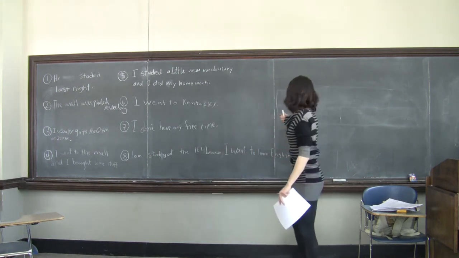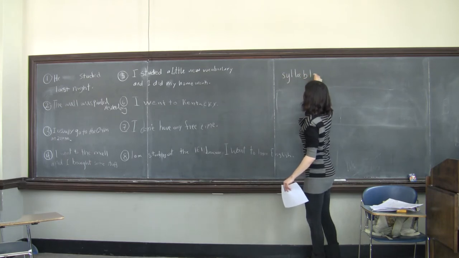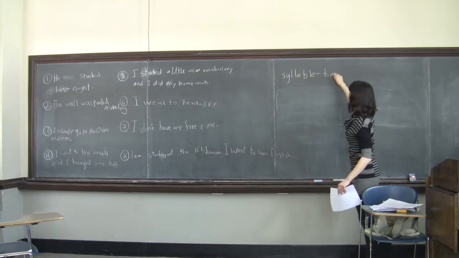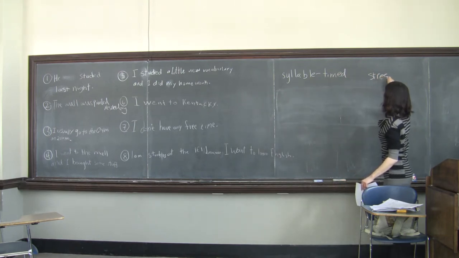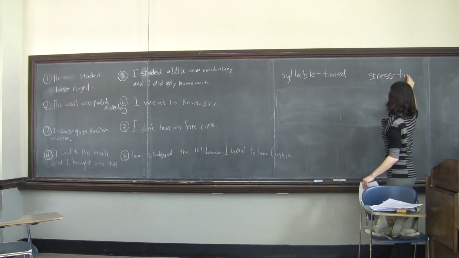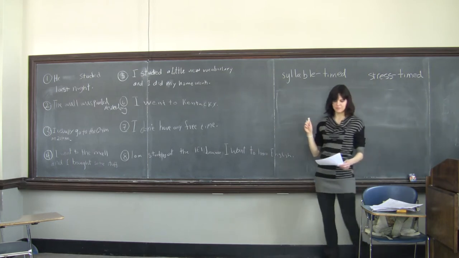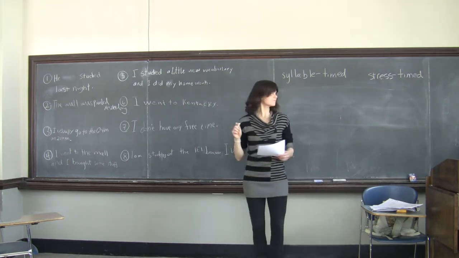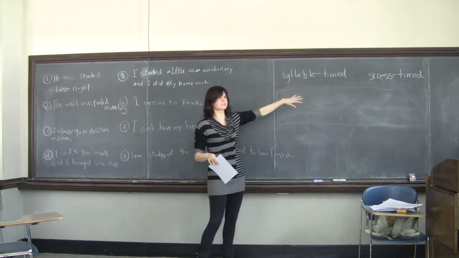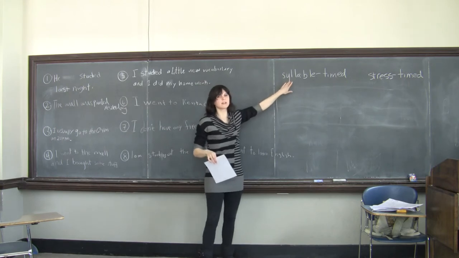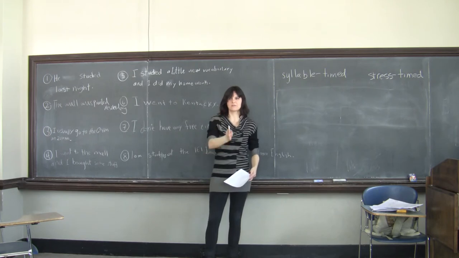So there's two types of languages, generally. It's what we call syllable-timed and stress-timed. Have you heard these before? Syllable-timed and stress-timed. You know the word syllable, stress. Right. So syllable-timed means each syllable gets the same amount of time in the language, right?